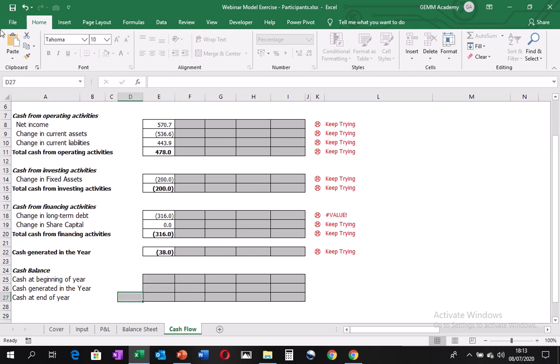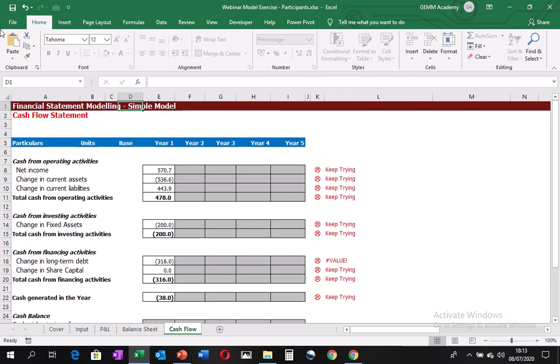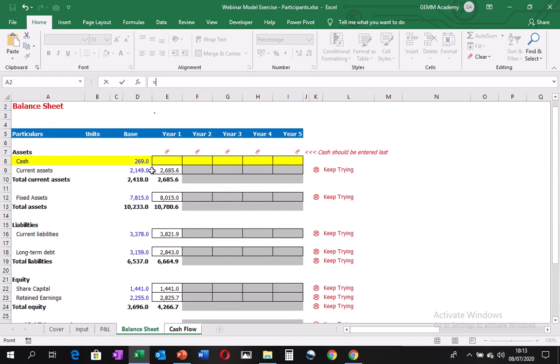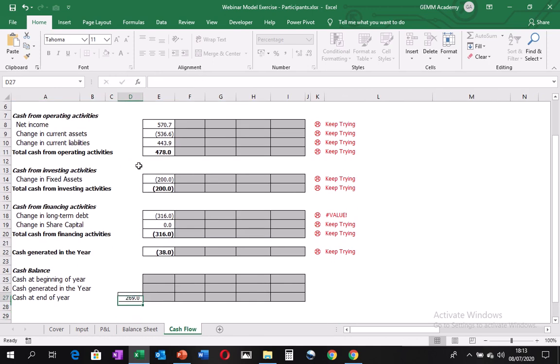Now you need to link the cash balance for the base year. The base year cash balance needs to be linked to this portion of the cash flow. So I'm going to link it from our balance sheet. So let's go equals to, then go to your balance sheet. This is the cash balance at the base year, the last historical year before the first forecast year. So I've linked to that. Now, in year one, that will be our opening balance. The ending balance of the base year cash will be the opening balance of the first year.